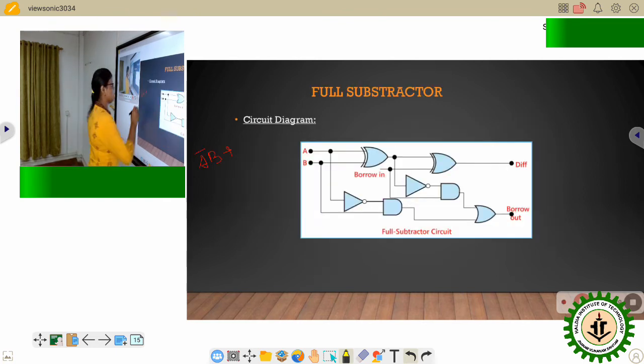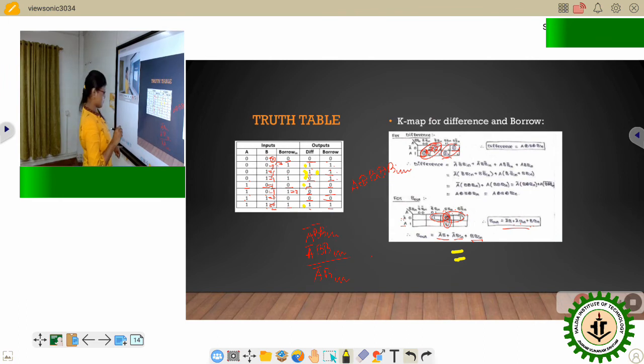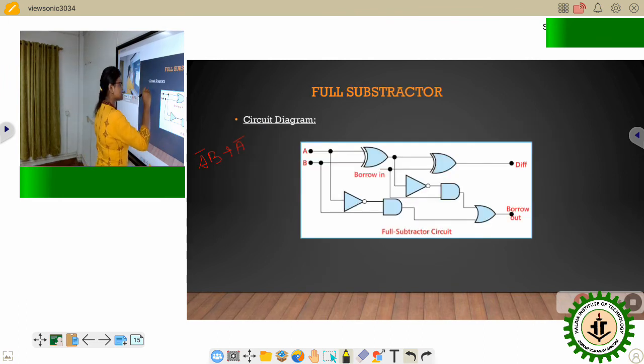A dash B in plus B in. So we can draw this circuit. First A XOR B, for the difference A, we can draw this as A XOR B.